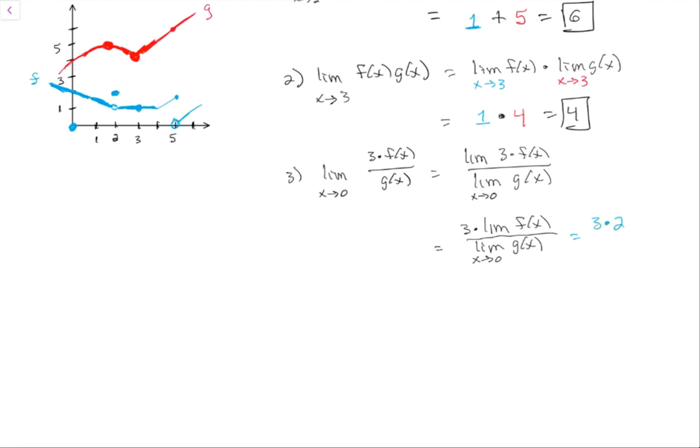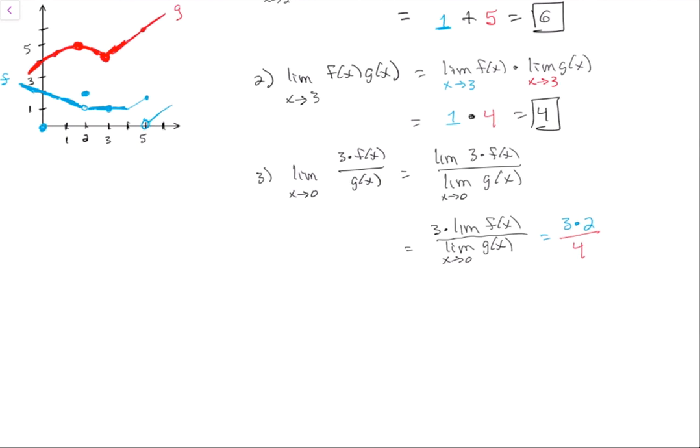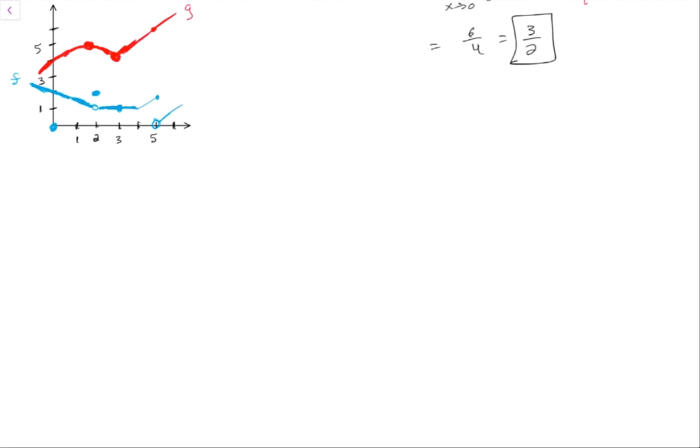And then in red, what is g doing as x approaches 0? My red graph, it looks like from the left and from the right, I'm trying to get to 4. So in that case, I have 6 over 4, which is 3 halves. Okay, let's do one more example here.